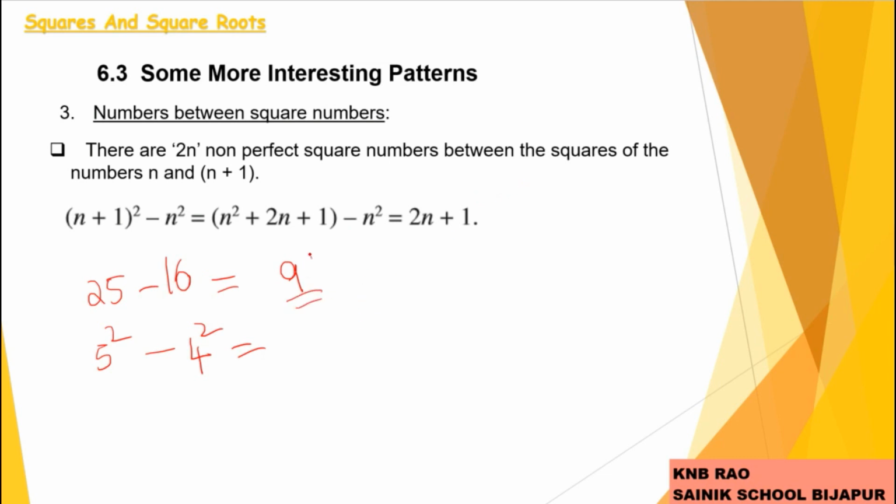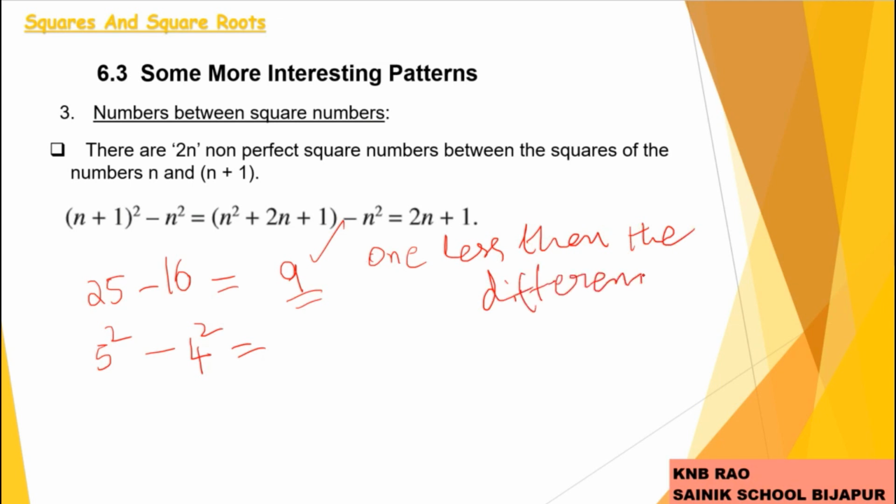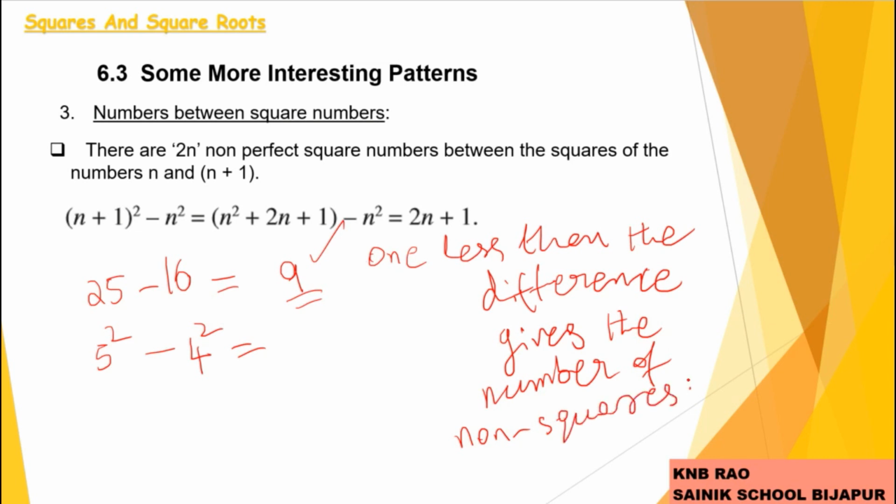One less than this, one less than the difference, gives the number of non-perfect squares between the two squares. You can watch why it is also explained by this.